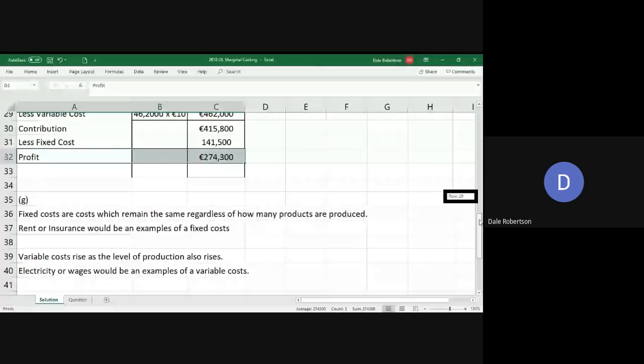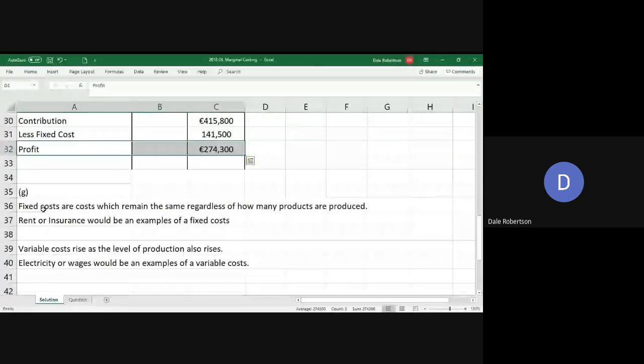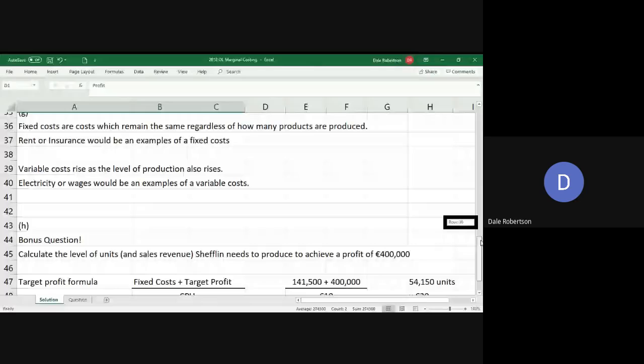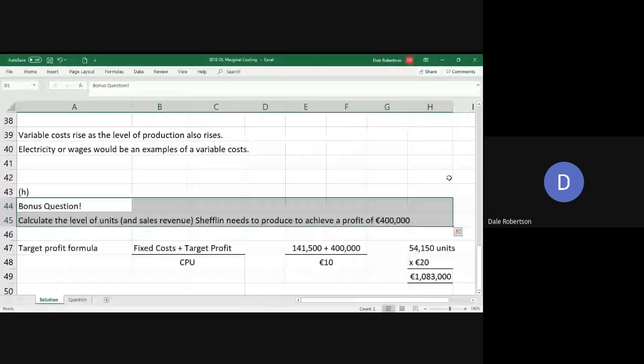I've given you a bit of extra information here, actually. It says fixed costs are costs which remain the same regardless of how many products are produced. Rent or insurance would be examples of fixed costs. And I've just put in here that variable costs rise as the level of production also rises. And then I'm going to just give you one extra. This is a typical question in another exam, I think this was asked in 2014.